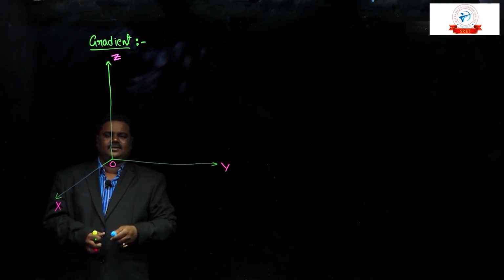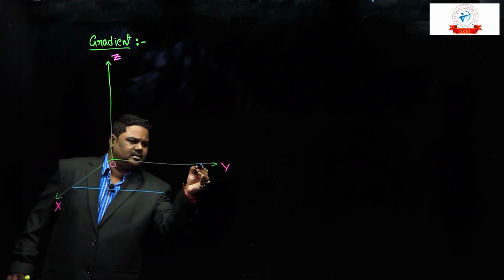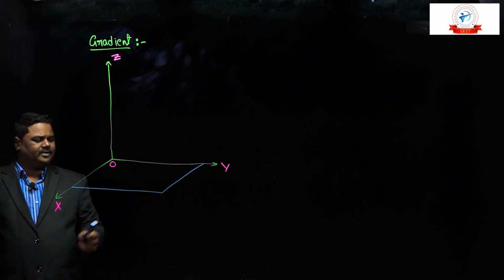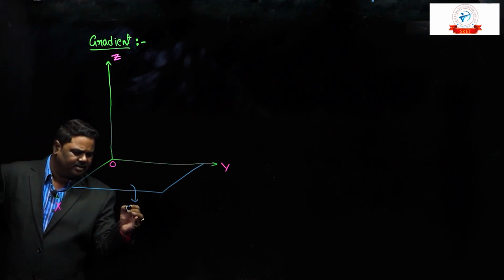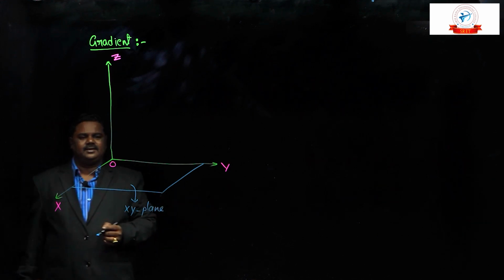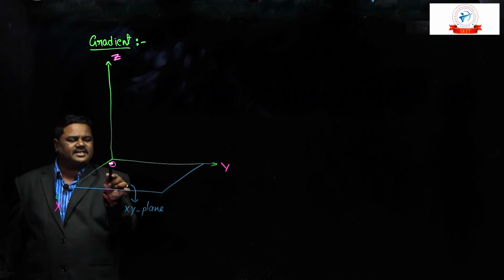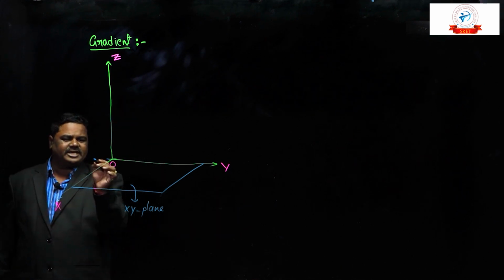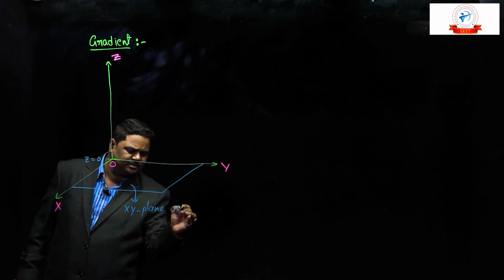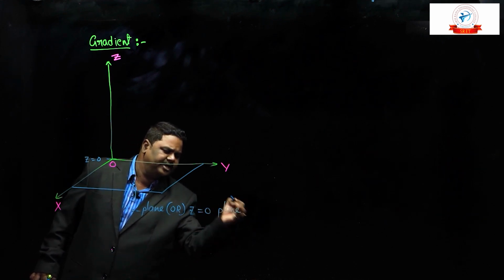Now here I consider this xy axis. The combination of this x and y will form a plane. So this plane is called the xy plane. You can observe that this xy plane will cut the z axis exactly at 0. That is why it is also named as the z is equal to 0 plane.